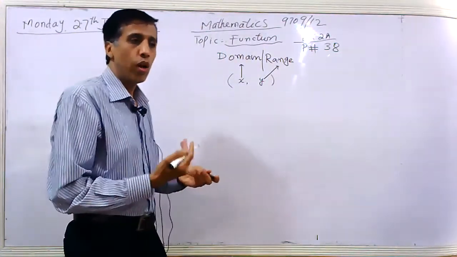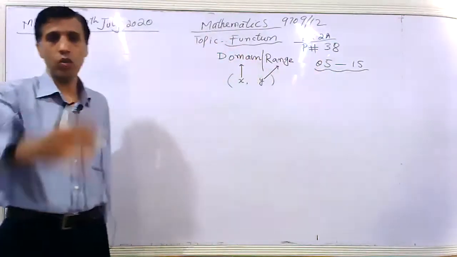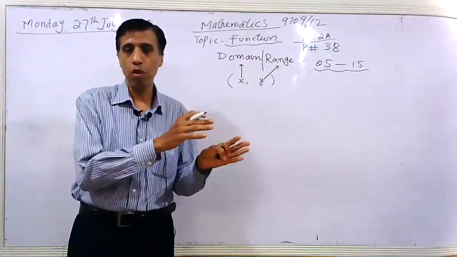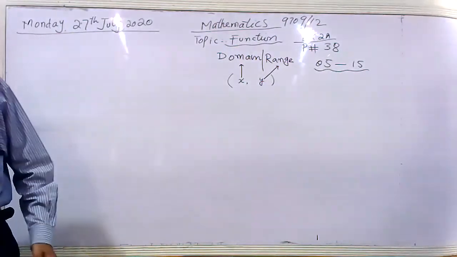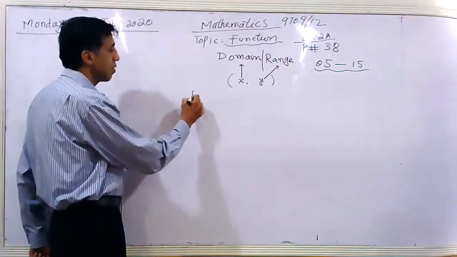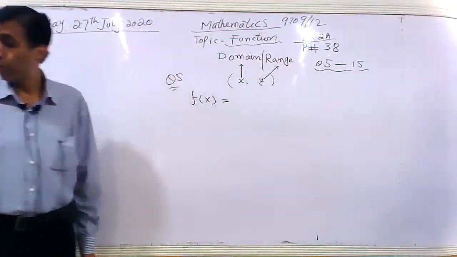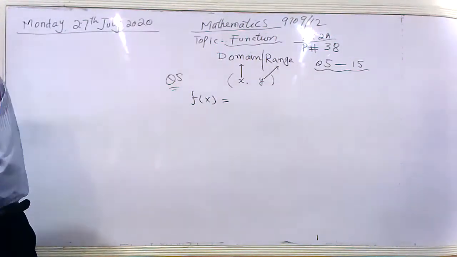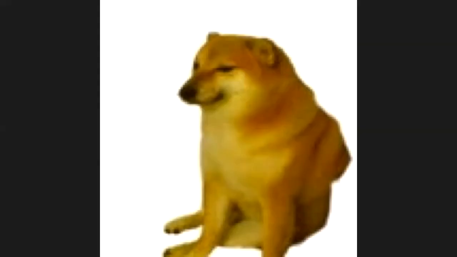I will do some of the questions and some of the parts to make it more clear about the domain and range. In question number 5, find the range of each of the following functions. f of x is equal to x plus 4.